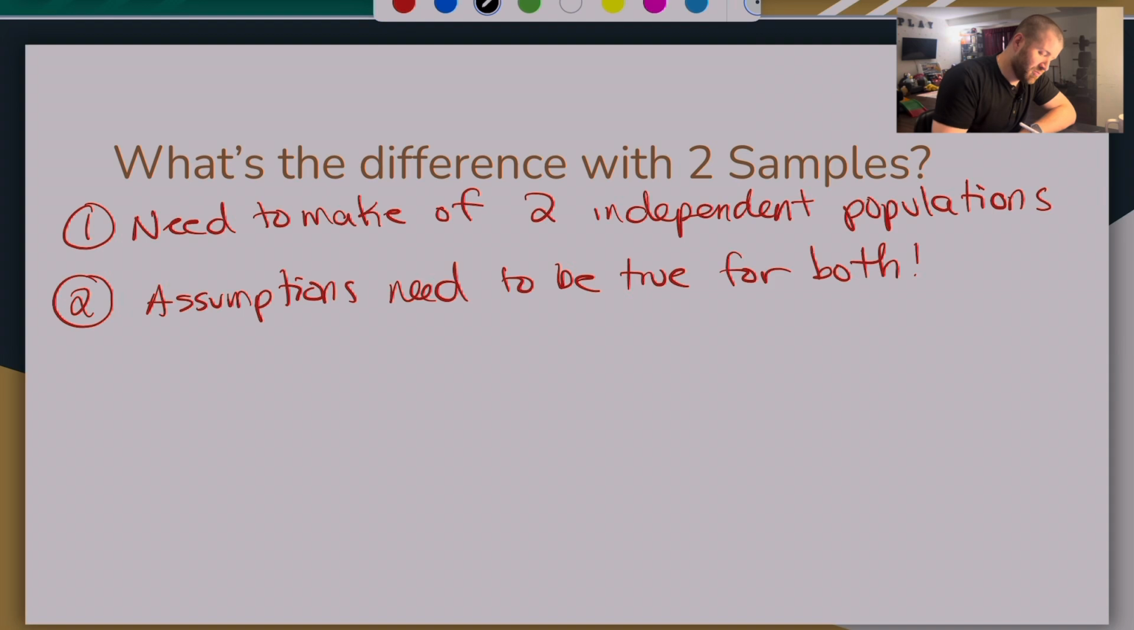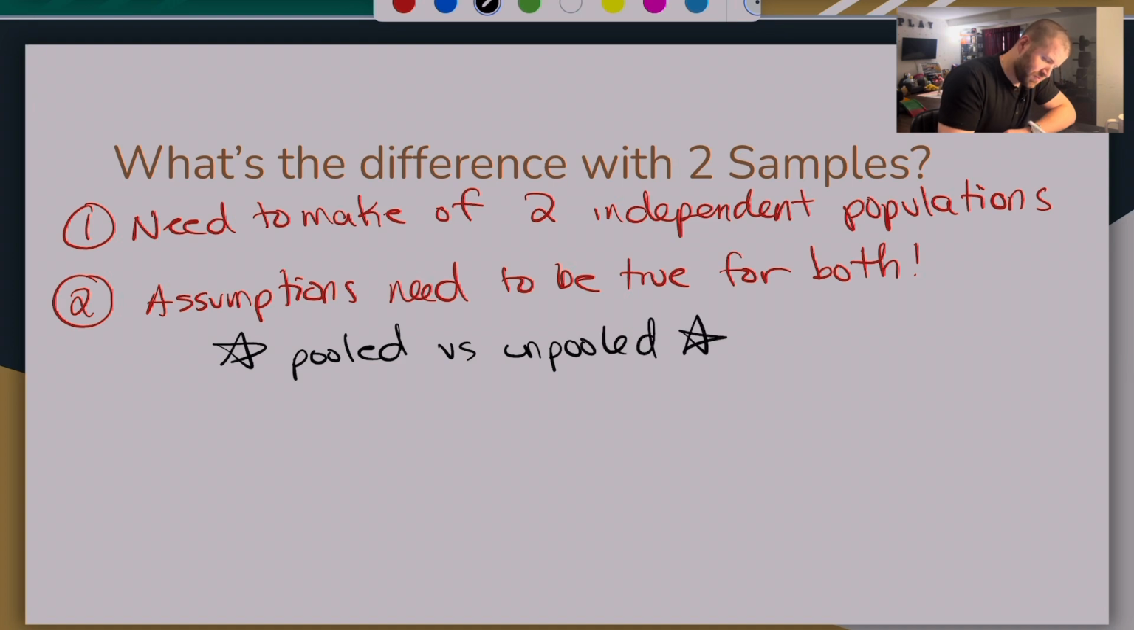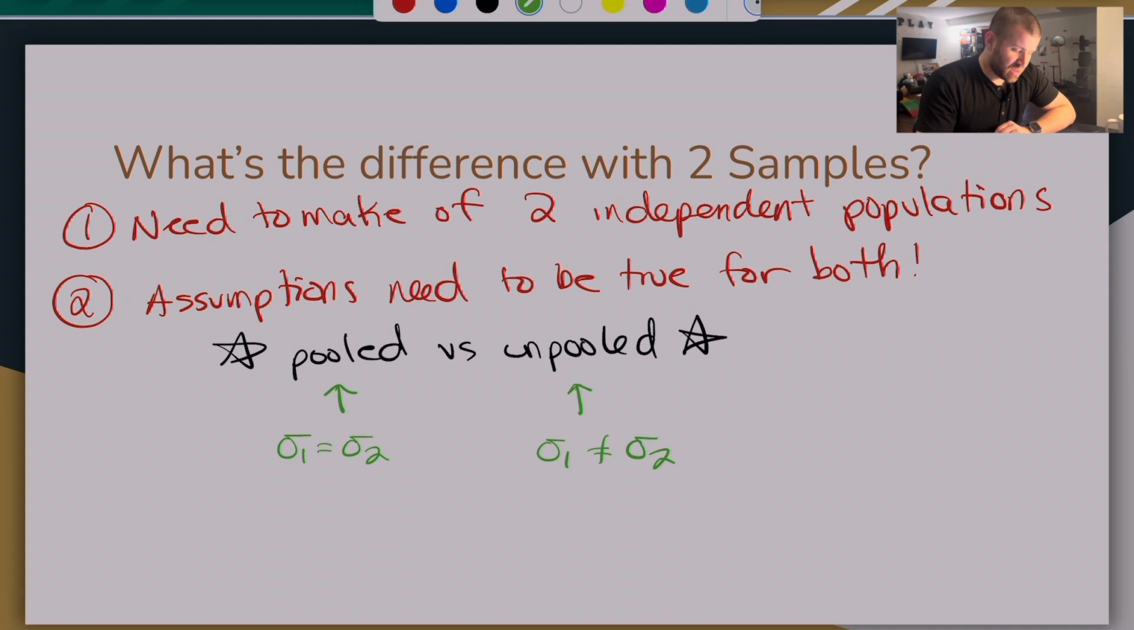Now, there is one monkey wrench that we need to introduce here, one little thing that we need to talk about. And that is that we need to talk about pooled versus unpooled in your calculator. Pooled means that we are assuming that the population standard deviations are equal. Unpooled means we are assuming that they are not equal. So the thing that's important here is you need to look for some wording in the question that may give away whether or not to use this.